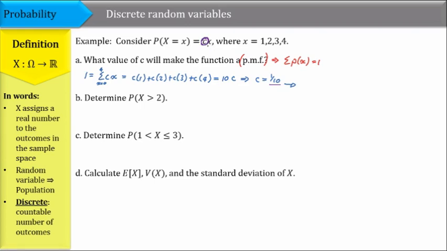So this c over here, my probability function, must be equal to 1 over 10. So that means that my PMF is actually x over 10. You can see I just wrote it over here, x over 10. It was c times x, but c is equal to 1 over 10, so this is just equal to x over 10.